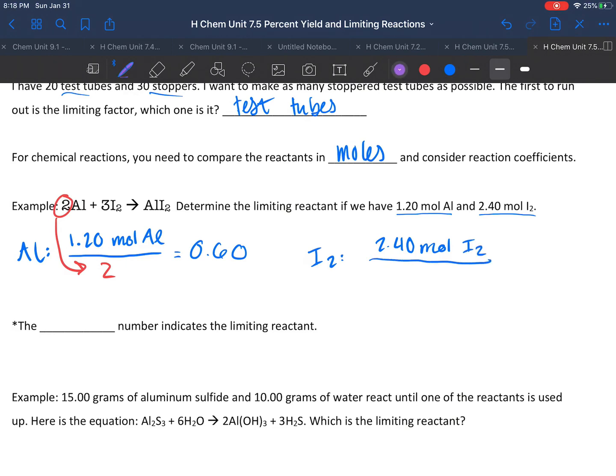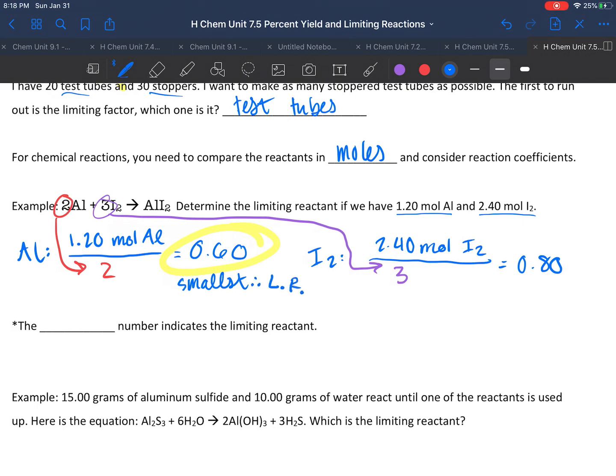We're going to divide that by its coefficient of 3 and get a value of 0.80. And so all you have to do is determine which one's smaller. Well, in our case, that's going to be aluminum with the value of 0.60. So smallest, therefore, I'm going to abbreviate LR, limiting reactant. Feel free to write that out or define that abbreviation there. Like I just said, the smallest number indicates the limiting reactant.